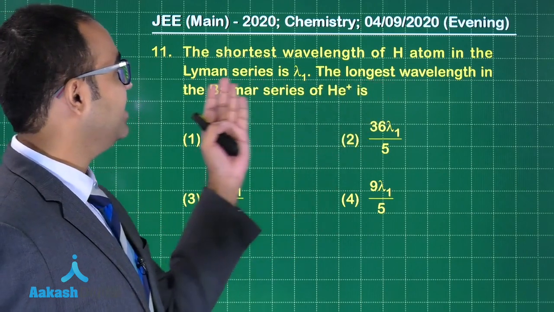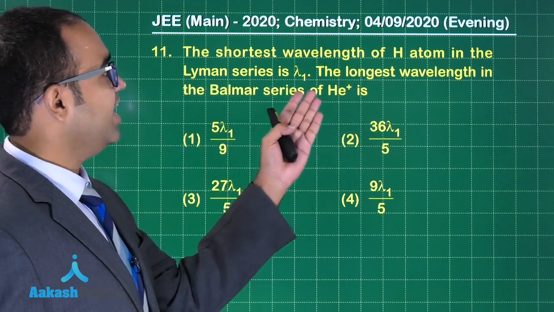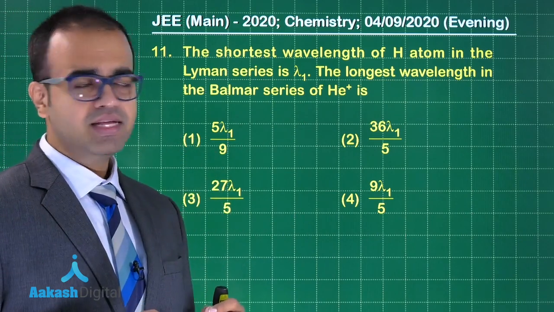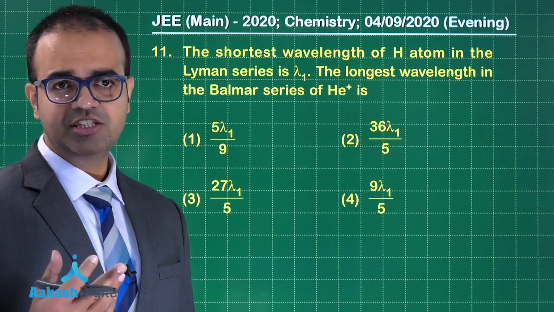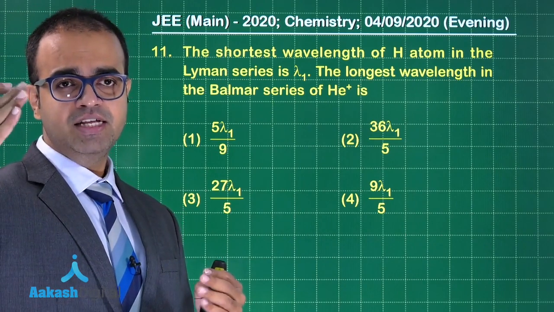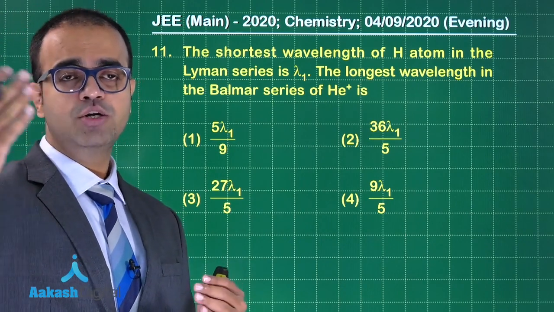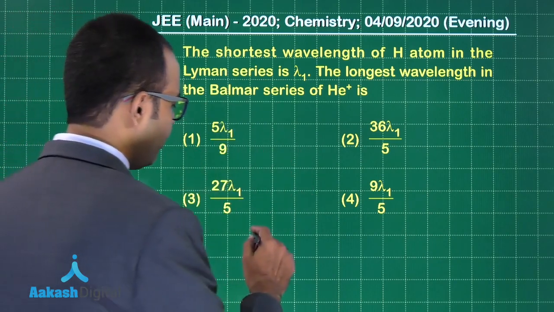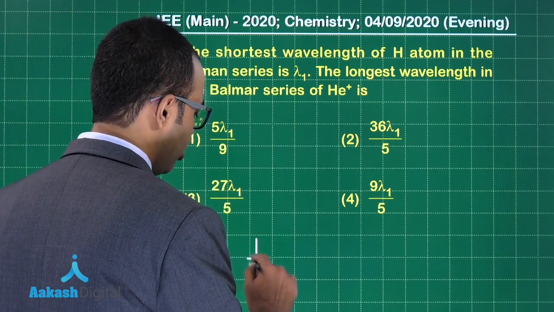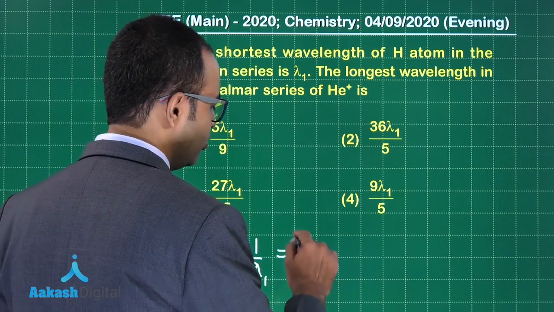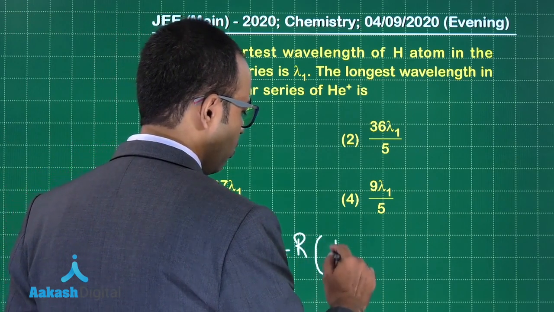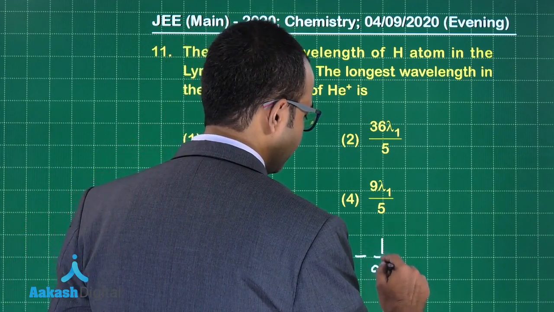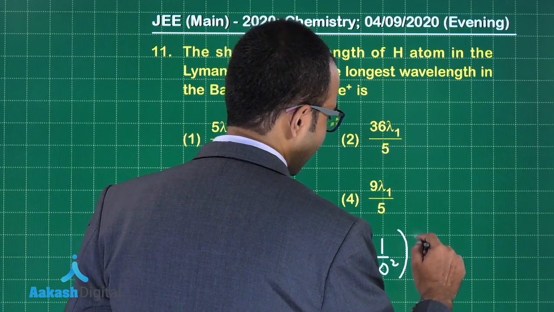The longest wavelength in the Balmer series of He plus ion is. If I'm talking about the shortest wavelength, it is maximum energy. So you are going from infinity. The electron is jumping from infinity to the first orbit, because you are talking about the Lyman series. So 1 upon lambda 1 will be equal to R 1 upon 1 square minus 1 upon infinity square, and that will be hydrogen.